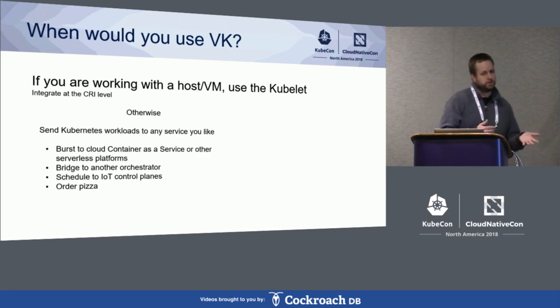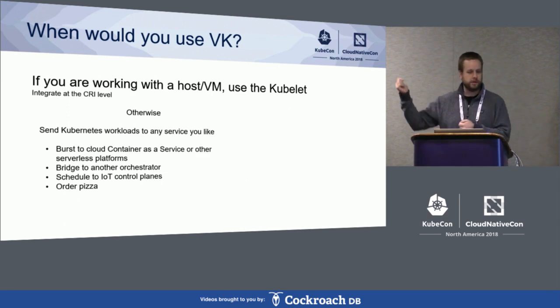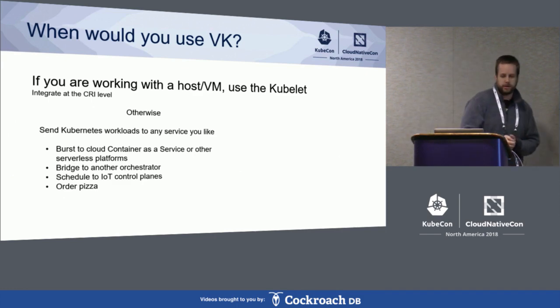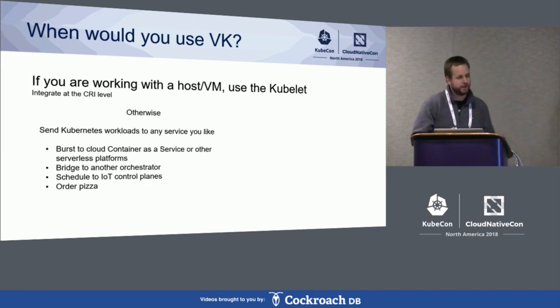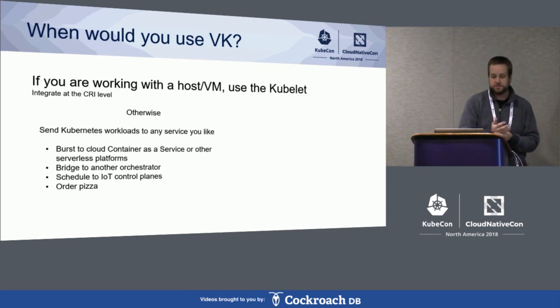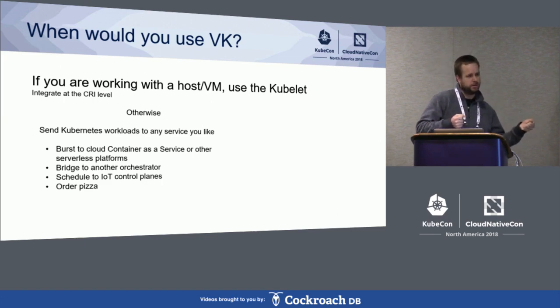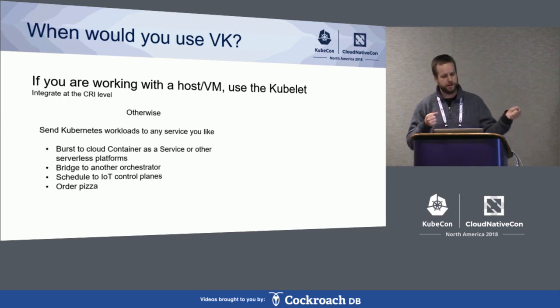But some things that you might use it for is bursting to some cloud containers as a service, which Microsoft happens to have, called ACI, Azure Container Instances. AWS has Fargate. There's probably some I'm leaving out. Terribly sorry, everybody. There are other serverless platforms as well. I've seen people using it to bridge orchestrators. Like with Mesos, I've seen a connector being worked on to allow you to schedule from Kubernetes over to Mesos. I saw something else for Joyent Triton. It's cool stuff.